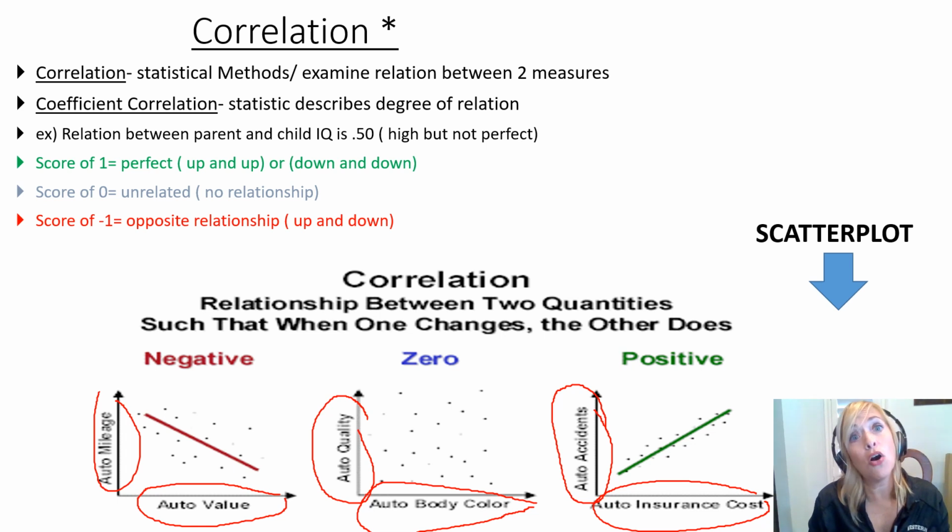Now, there's such a thing called a correlation coefficient, which is a numerical value for this. And you have to know that zero means no correlation. One is a perfect positive, and negative one is a perfect negative. And all the numbers in between are kind of gradients of that value.